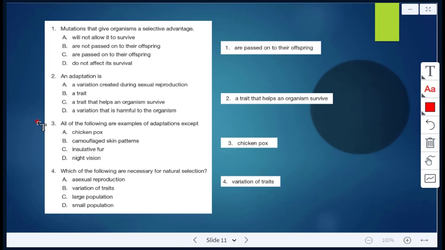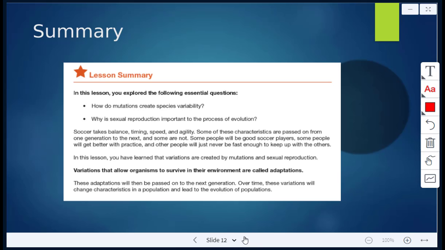Number 3, all of the following are examples of adaptations except, so here it would be chickenpox. Camouflage would be an adaptation. Fur that insulates would be an adaptation, and so would night vision. Question 4, which of the following are necessary for natural selection? So like we said, there has to be variation of traits for natural selection to occur.